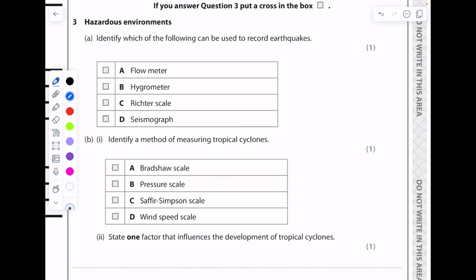Identify which of the following can be used to record earthquakes. It's going to be a seismograph. Don't be confused with the Richter scale. Remember, that's used to measure the size of an earthquake. The key word here is record.